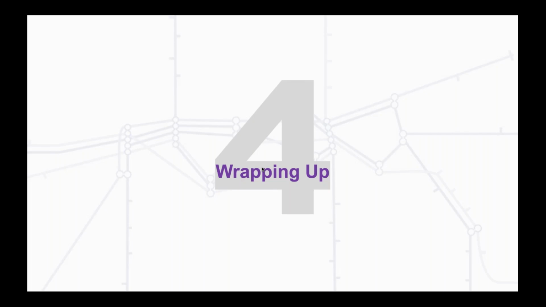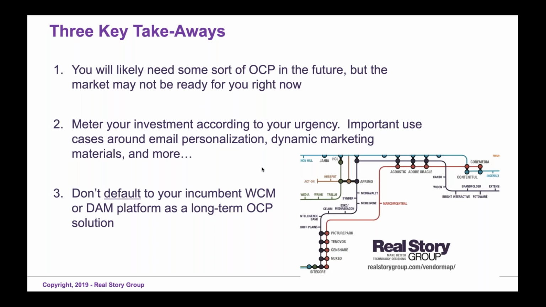So let's wrap this up, and I see we've gotten some questions and certainly welcome some more as we go forward. So, three key takeaways. I'm fairly certain that we are all going to need some sort of OCP in the future. It's just that the market may not be ready for us right now, and a lot of it depends on your tolerance for getting something that's a little bit newer or that is kind of on its way into this space. We have seen some good results with some of these, depending on the scope of what you're trying to do.